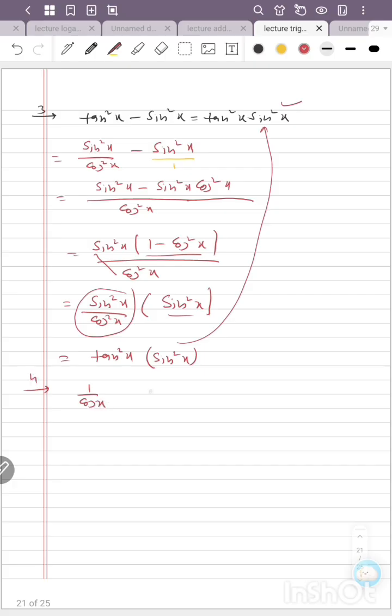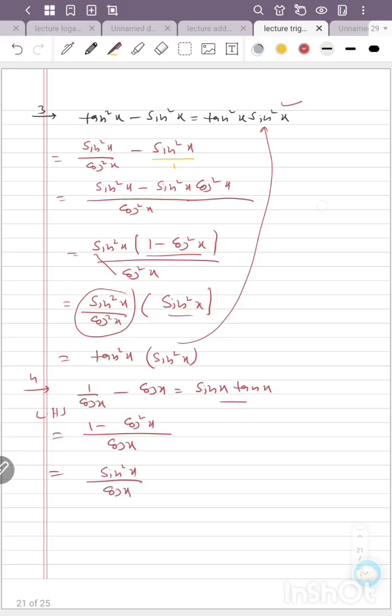Our question number 4: 1 over cos x minus cos x equals sin x tan x. So our answer is cos x, cos square x. Just take its LCM. Take to the left hand side. So 1 minus cos square x will be sin square x over cos x.